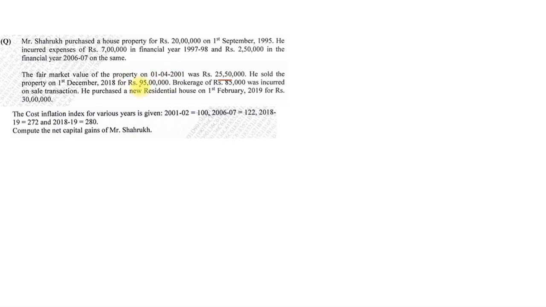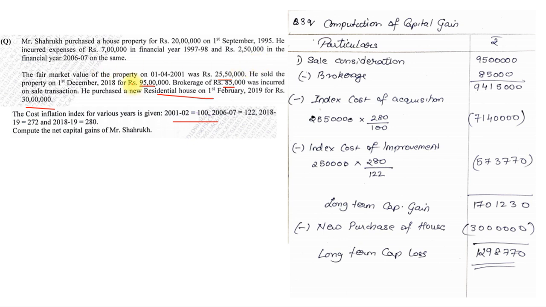He sold the house for 95 lakhs and paid brokerage of 85,000, and all the CIIs are given to us. And he also purchased another house for 30 lakhs. Okay, so let us check how to calculate the capital gains. Sale consideration given in the question is 95 lakhs minus brokerage, which comes to 94 lakh 15,000. Less cost of acquisition, that is 25 lakh 50,000 into the CII of the previous year, which is 280, upon the CII of the year of acquisition, which is 100. When you multiply and divide, you get the value as 71 lakh 40,000.